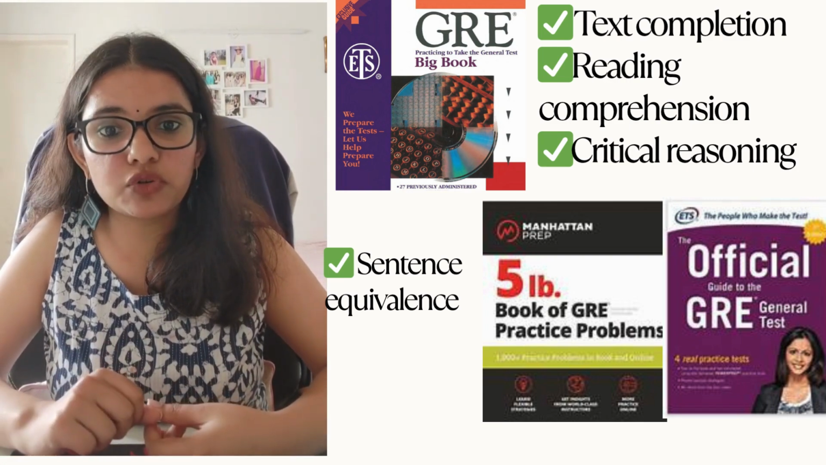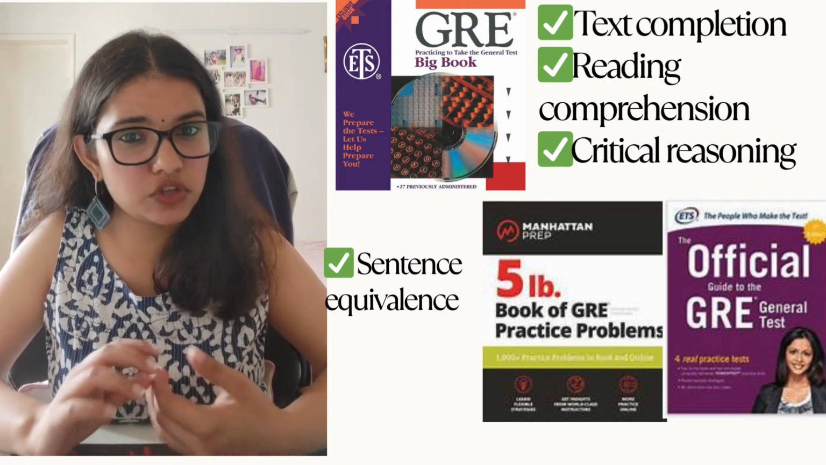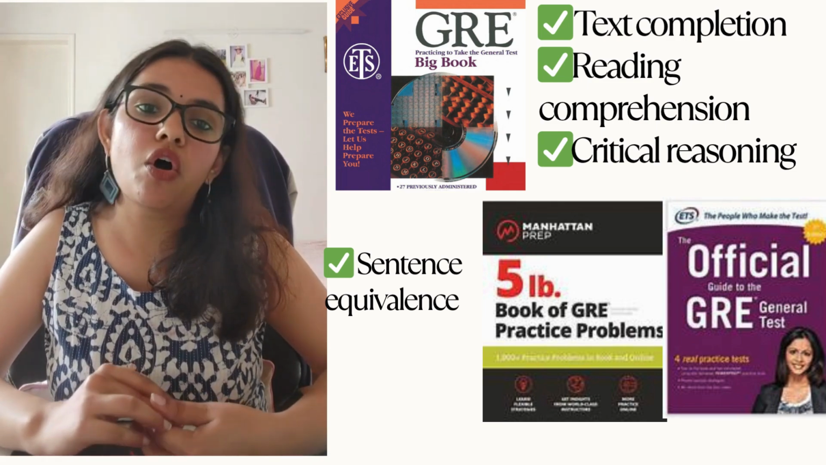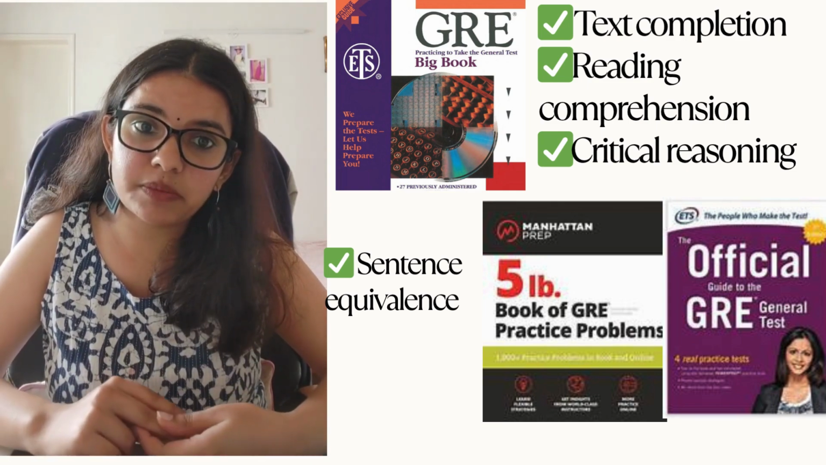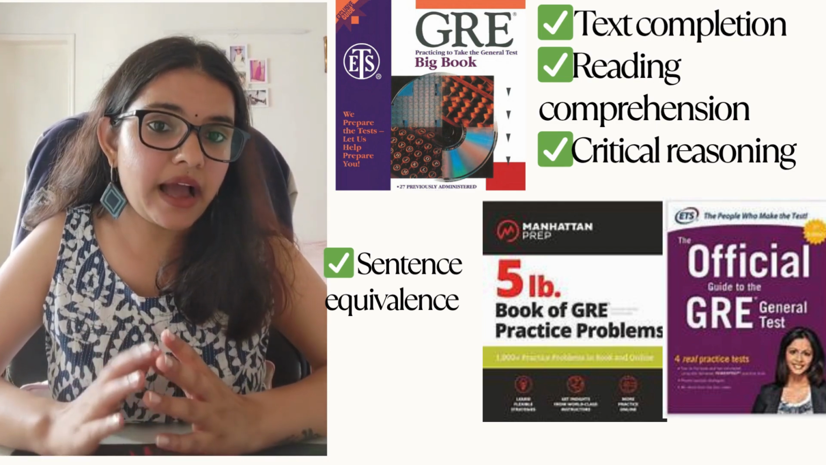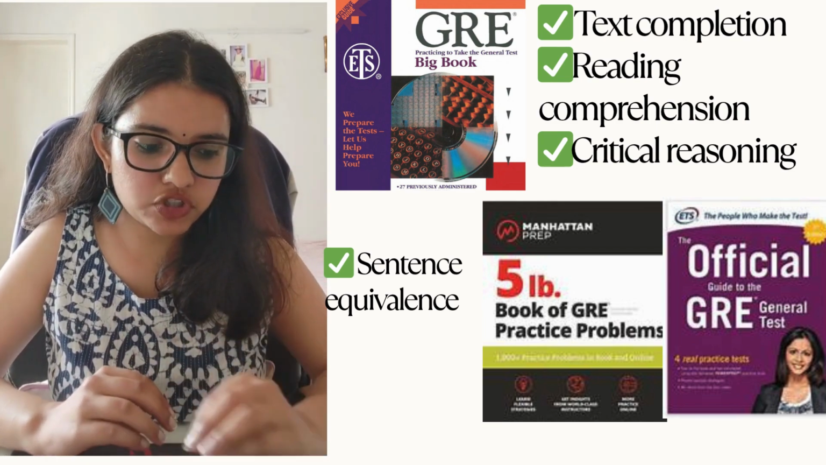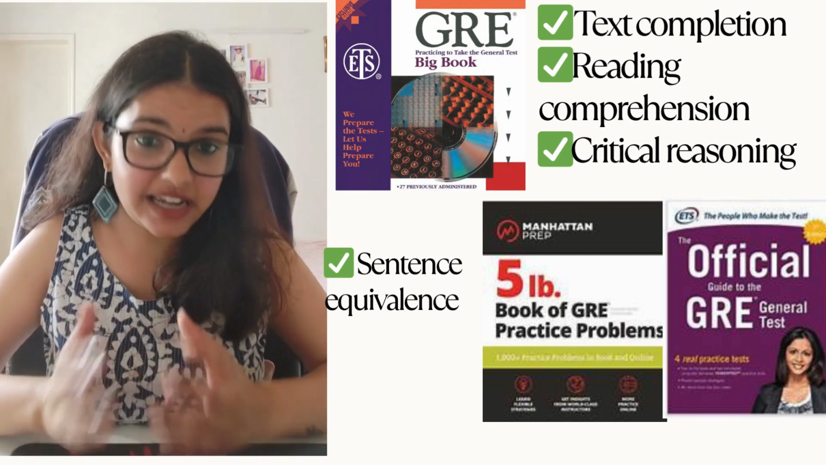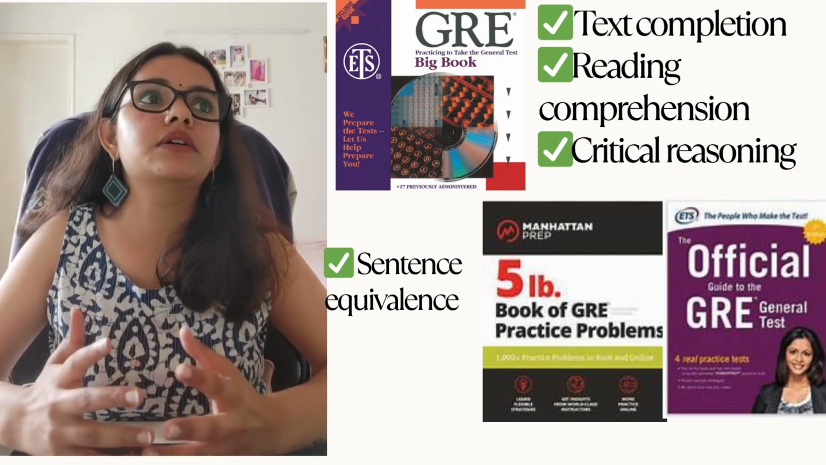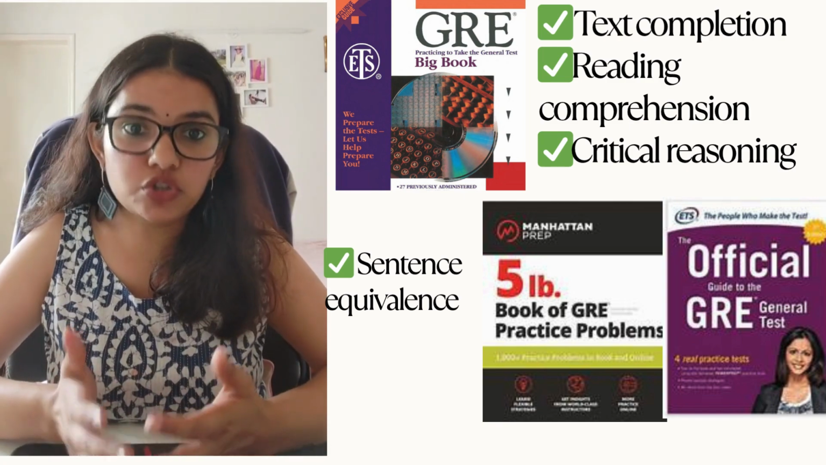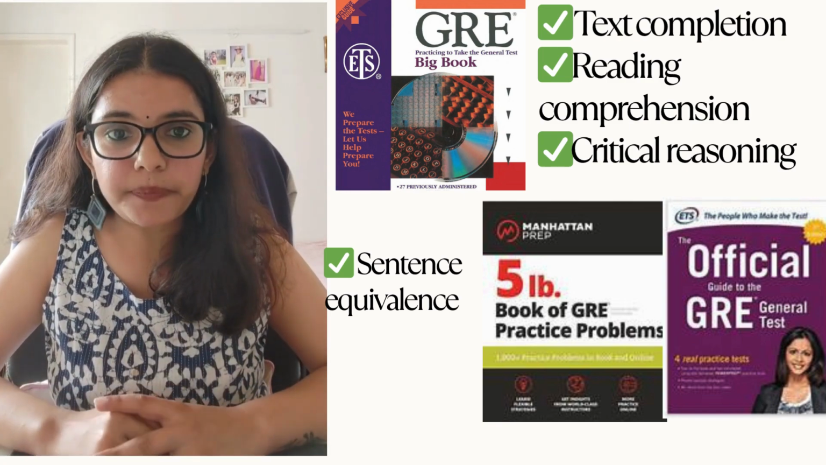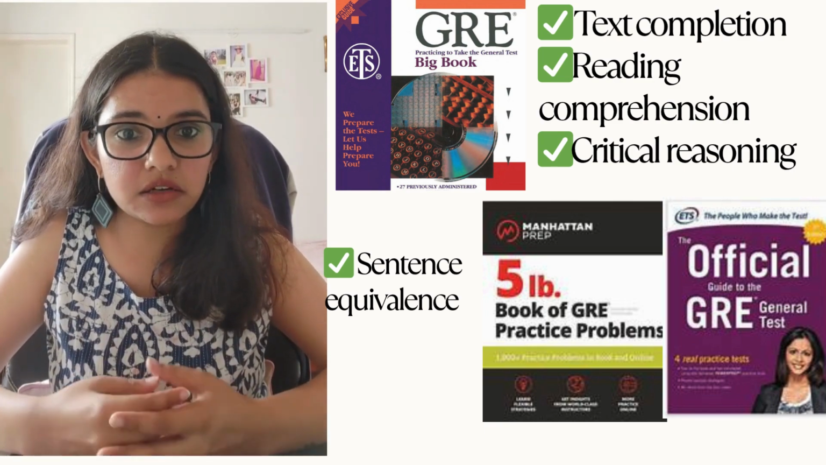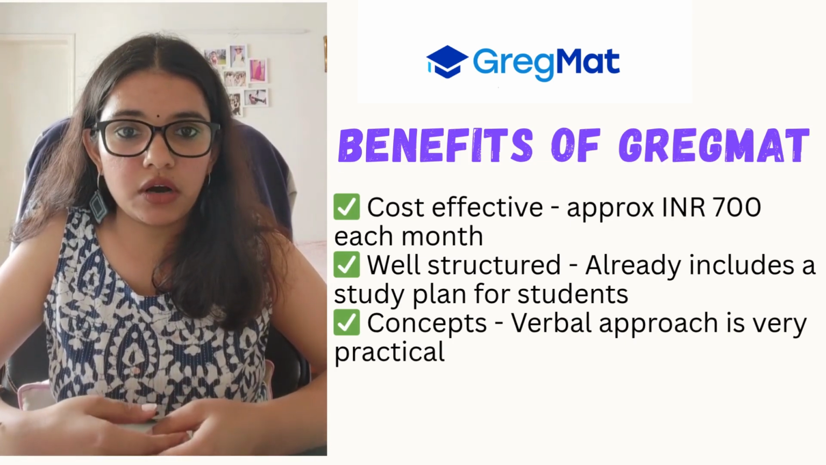Sentence equivalence, you might not find in the GRE Big Book because it's a newer edition. So for that, you're going to have to rely on the Manhattan 5-pound book, or might have to exhaust your official material, which I would suggest not to do, and only do from official guides towards the end of your preparation, and I'll tell you why later. But these are the other materials that can be used to do your practice. Okay. In terms of where you can learn the concepts, I think GregMath is excellent for GRE.